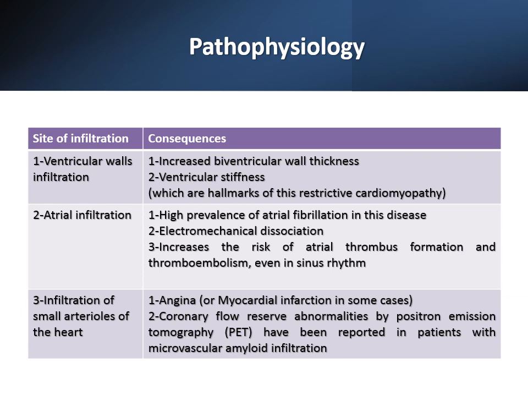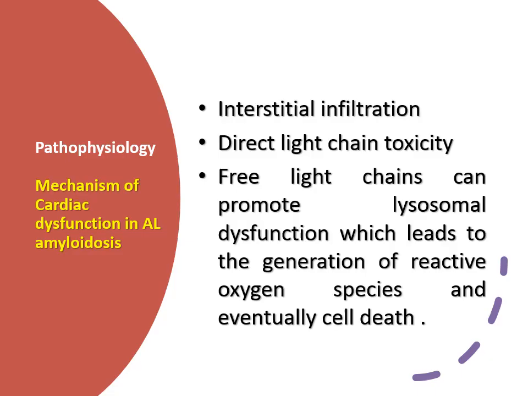And finally, infiltration of the small arterioles of the heart, which results in angina or myocardial infarction in some cases, with coronary flow reserve abnormalities in PET scan due to microvascular amyloid infiltration. What is the mechanism of cardiac dysfunction in AL amyloidosis? The mechanism includes interstitial infiltration and direct light chain toxicity. Free light chain can promote lysosomal dysfunction, which leads to generation of reactive oxygen species and eventually cell death or apoptosis.